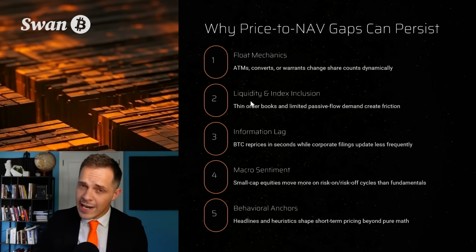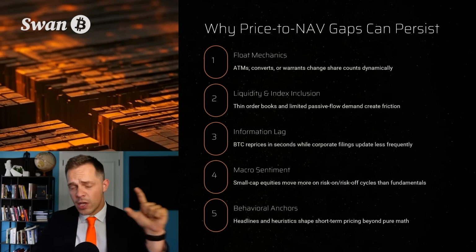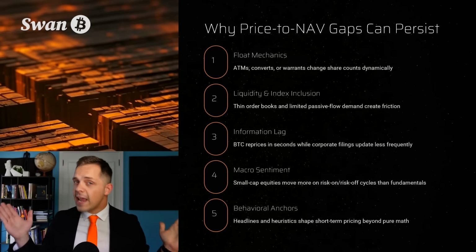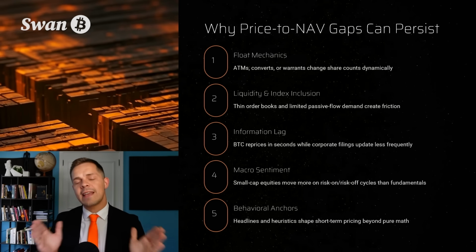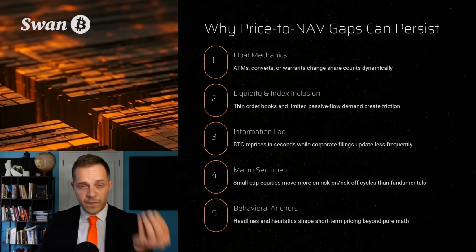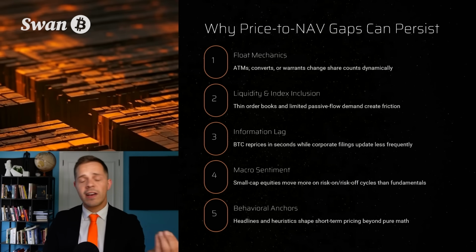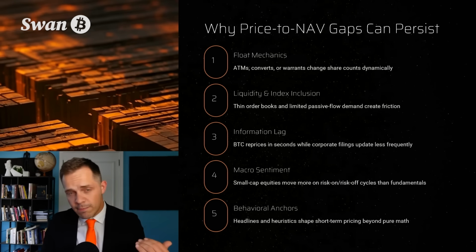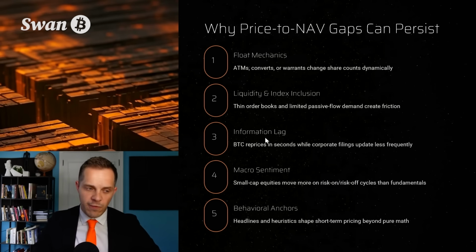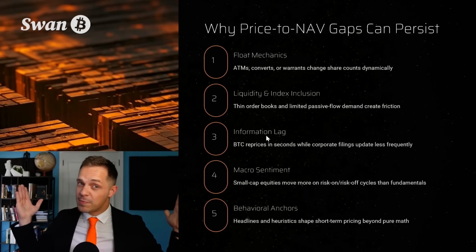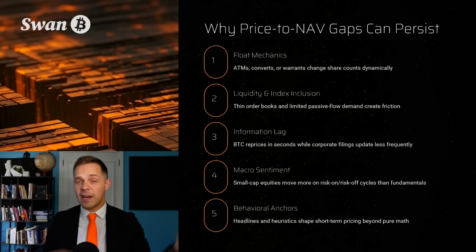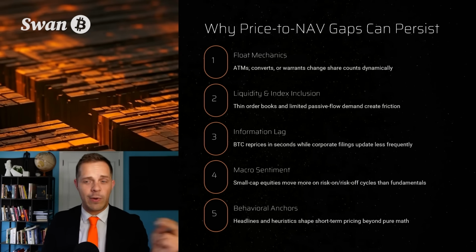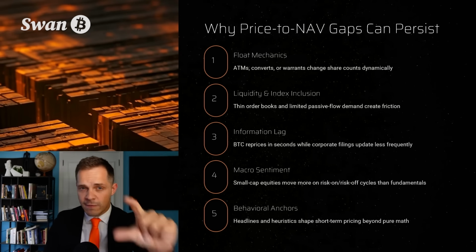Number 2 is liquidity and index inclusion. Smaller caps trade on thinner order books. If a name isn't on major indices, it misses out on passive fund demand. With fewer natural buyers, even modest sell programs can keep the price below its Bitcoin value. Number 3 is information lag, and that's because everybody knows Bitcoin reprices every second, but SEC filings arrive on a different clock. Between reports, investors can only estimate how many coins are on a balance sheet or how many warrants are now in the money, so they build in a margin for uncertainty.